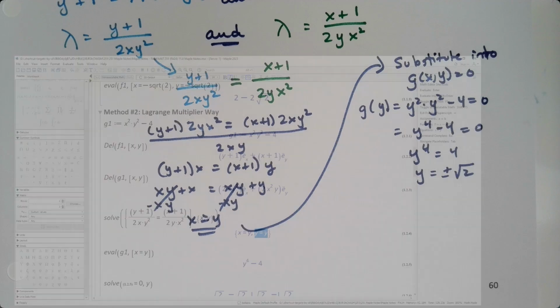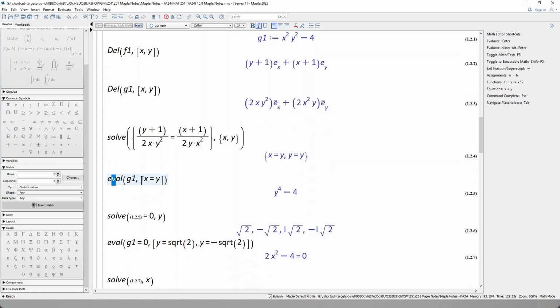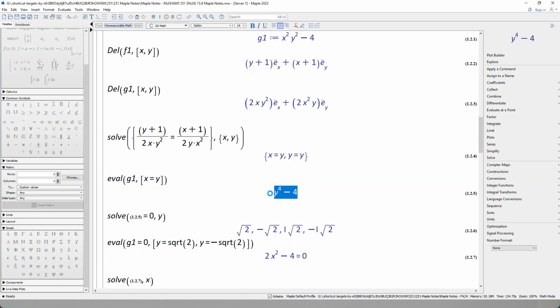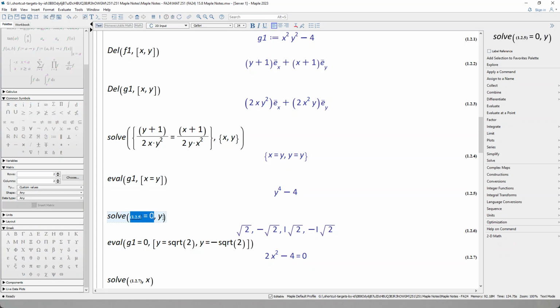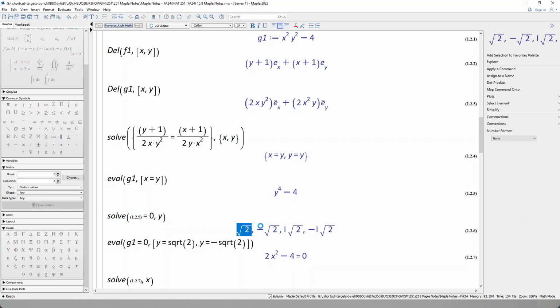And if you don't believe me, of course, I did it in Maple as well. I said, okay, evaluate that constraint function with x equal to y. And sure enough, it came up with y to the 4th minus 4. Then I said, evaluate setting that equal to 0. So I set my constraint function equal to 0 and solve it for y. And it comes up with square root of 2, negative square root of 2, and then these two imaginary answers that we don't care about and are not going to use. So we can ignore those two.